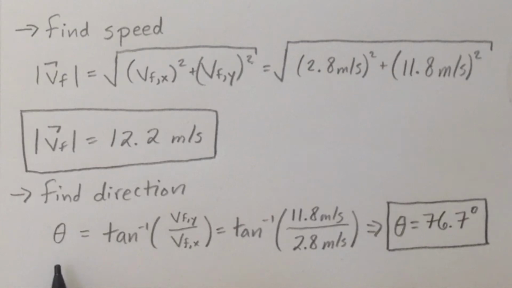To find the direction of travel, we take the inverse tangent of the y component of the velocity divided by the x component of the velocity, substitute in values, and evaluate to find that the warthog and the lion are traveling in a direction of 76.7 degrees.